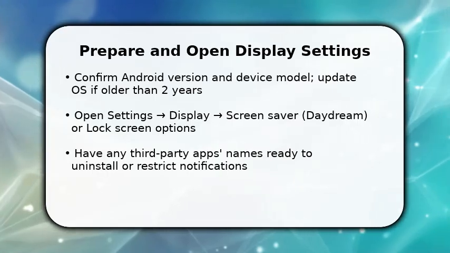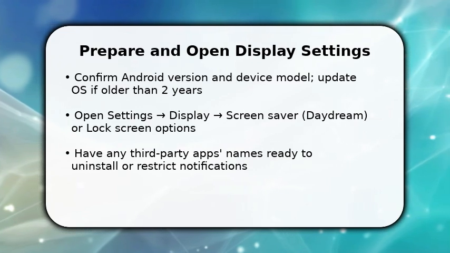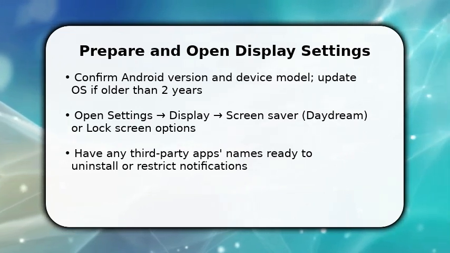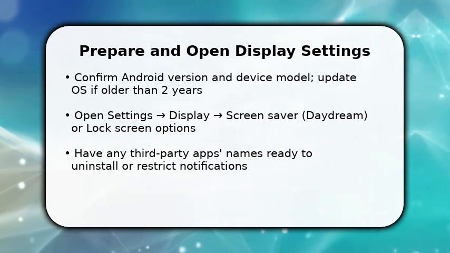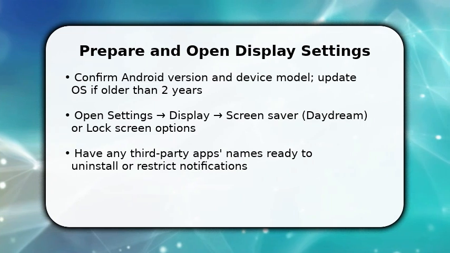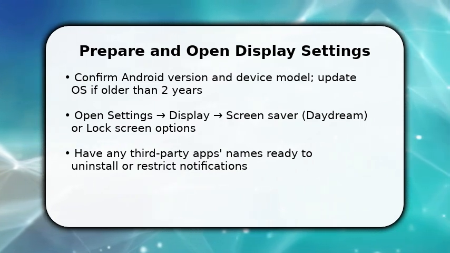You start by checking Essentials. Confirm your Android version and ensure you can access settings. Open Settings, tap Display, then Screensaver or Lock Screen depending on OEM. You're doing this now because system and app locations differ.